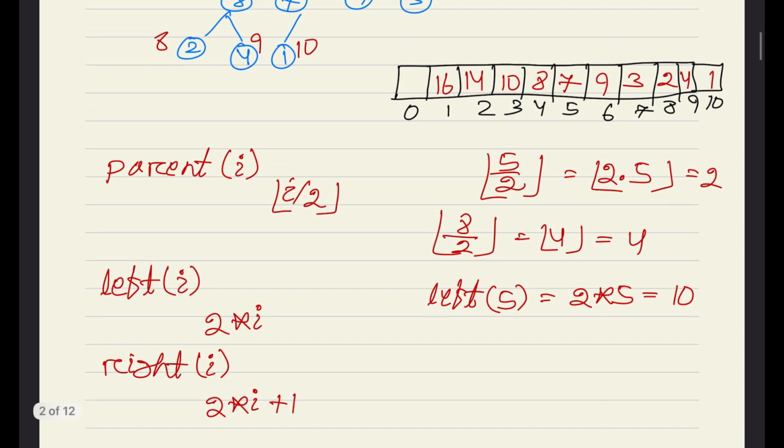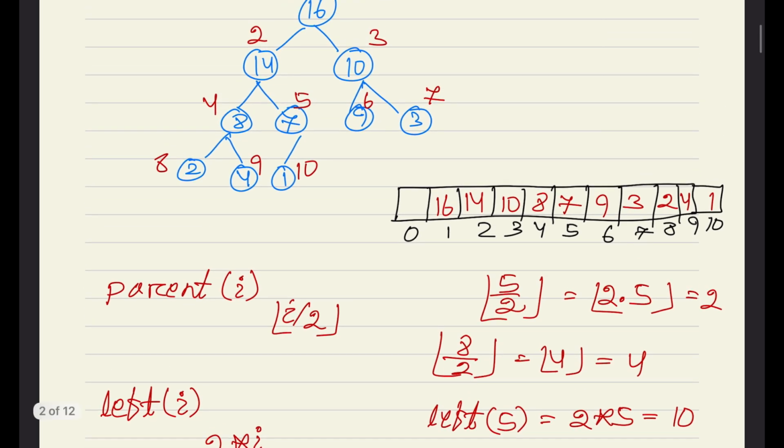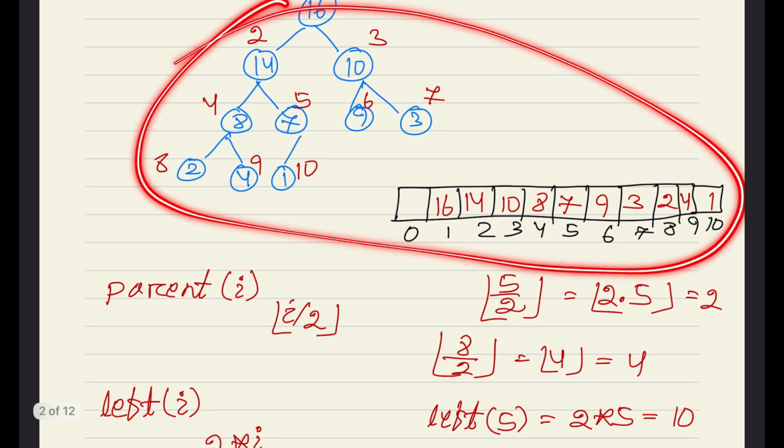If we want to find the parent of a node that is at index I, the formula is floor of I by 2. Similarly, the left child of the node that is at index I is 2 into I. Similarly, the right child index of a node at index I is 2 into I plus 1. I hope this formula is clear and the array representation is clear.